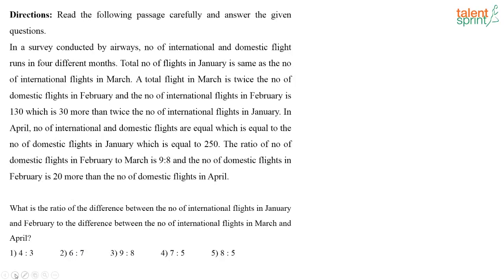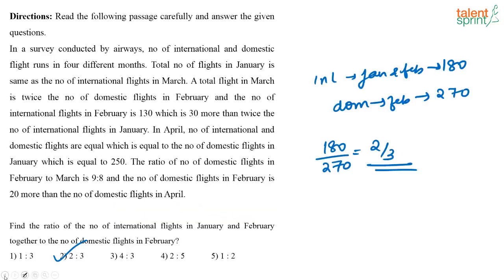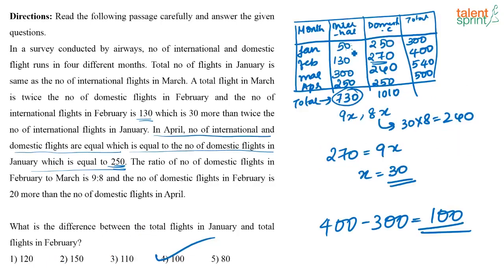Next one. What is the ratio of the difference between the number of international flights in January and February to the difference between the number of international flights in March and April? So international flights in January and February, 130, 50. What is the difference between this? 130 minus 50. Similarly, difference between March and April, 300 minus 250. So this difference is 50. Here, what is the difference? 130 minus 50, that is 80.